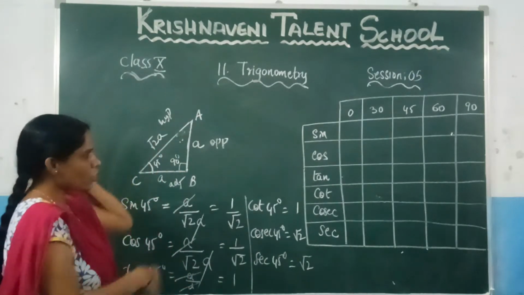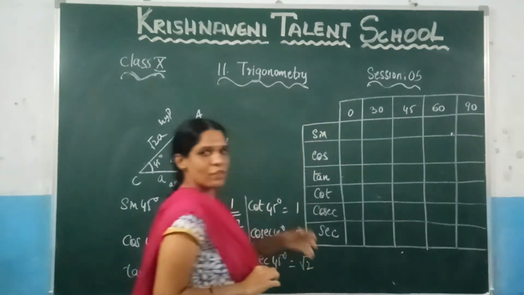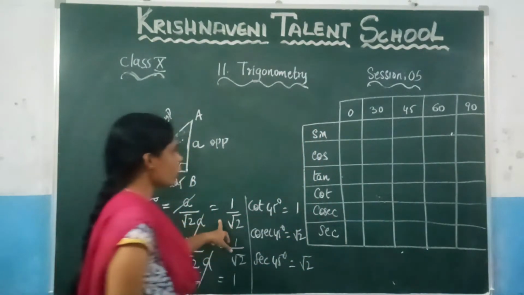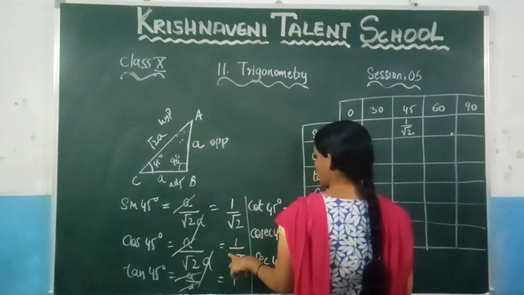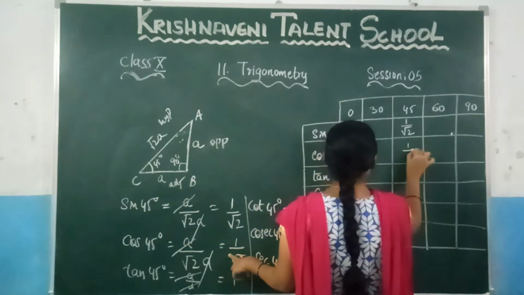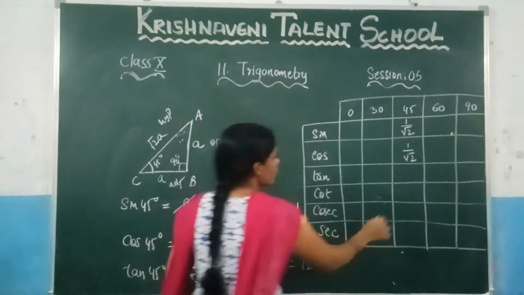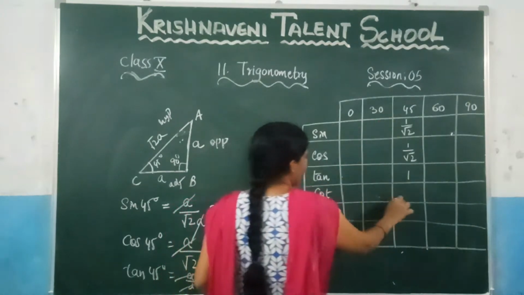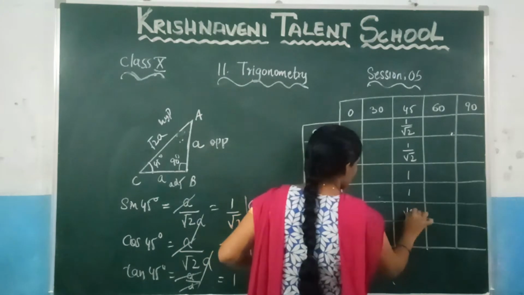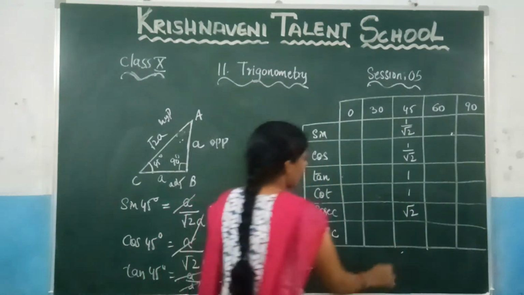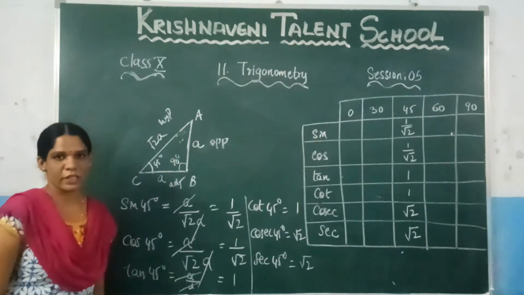Now write all the values. So we have calculated 45 degrees. Now fill up this much. What did you get in here? Sin 45, 1 by root 2. And cos 45, again 1 by root 2. And tan 45, which is 1. So write it here 1. And cot 45, 1. And cosecant 45, root 2. And secant 45 again root 2. Like this we need to calculate the values for 45 degrees.